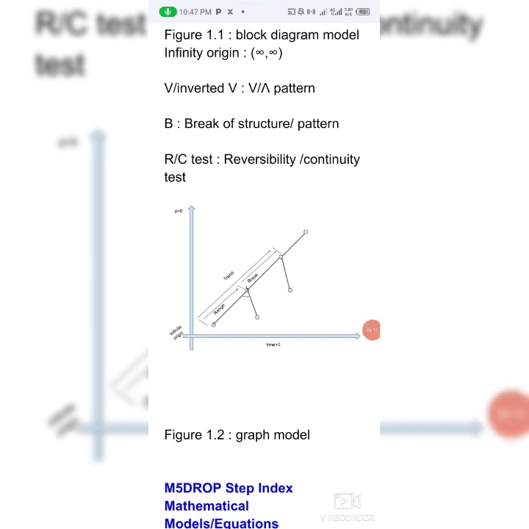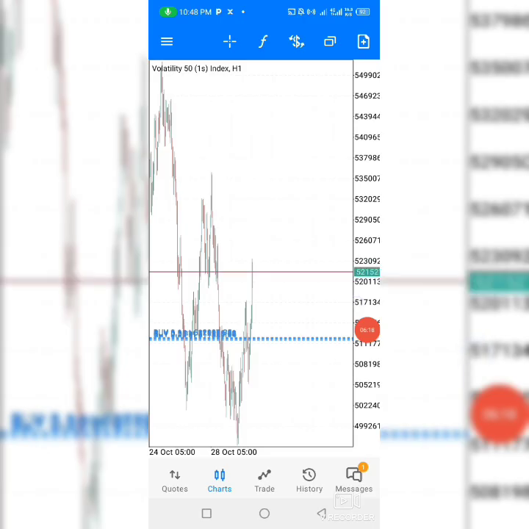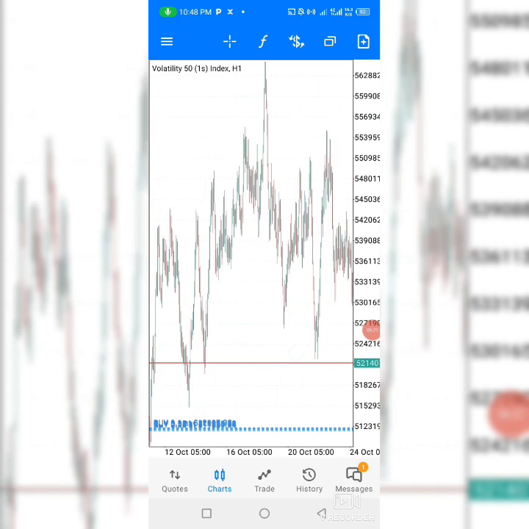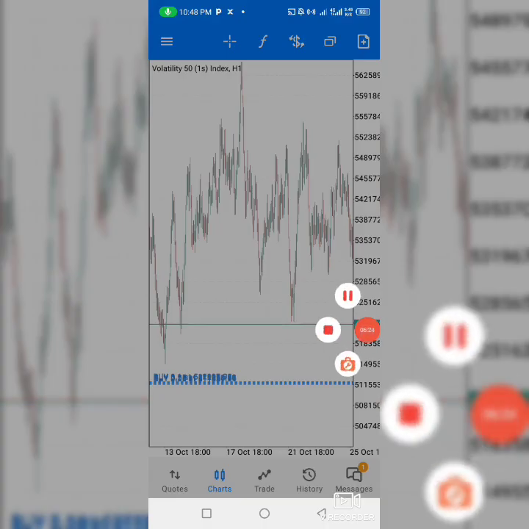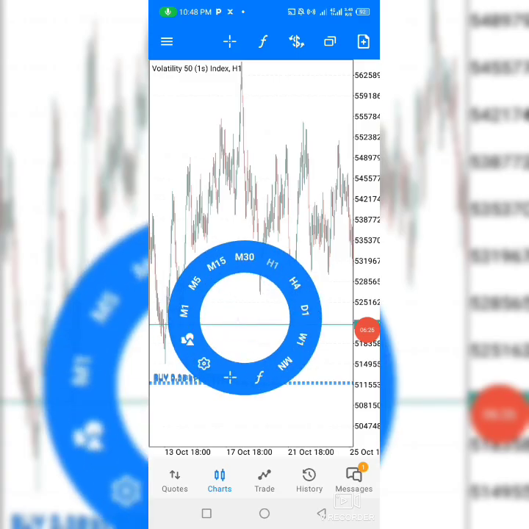So let me take you back. At least you need this model to understand what I'm saying here. Let me take you back to the main charts. So I'm trying to look at the boundary condition problem at all time frames. This is a big problem at all time frames. It's a big problem because the RC test or the RC block has to come into play.